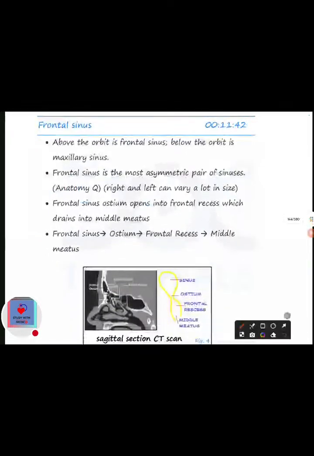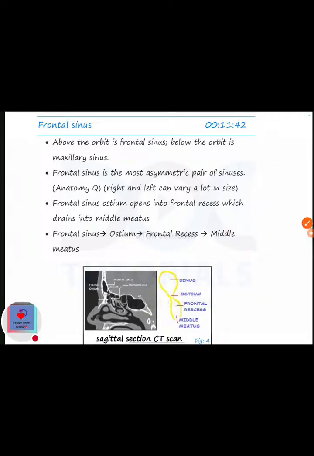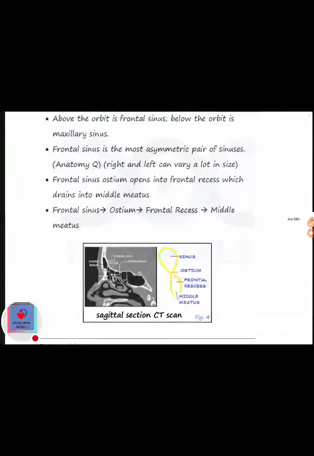What is the frontal sinus? Above the orbit is the frontal sinus, and below the orbit is the maxillary sinus. The frontal sinus is the most asymmetric pair of sinuses. It is asymmetric, and right and left can vary a lot in size.